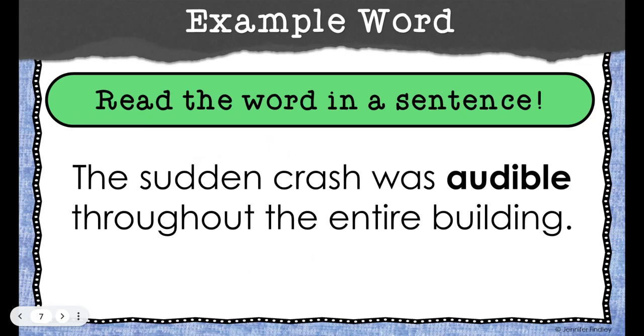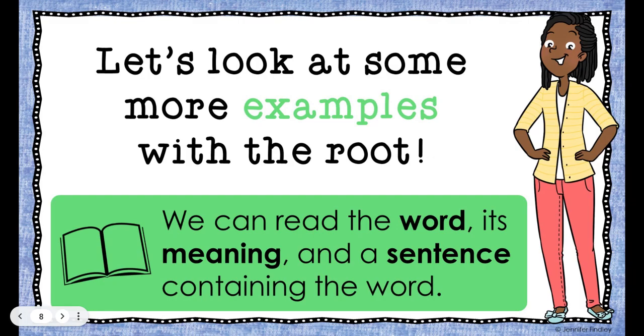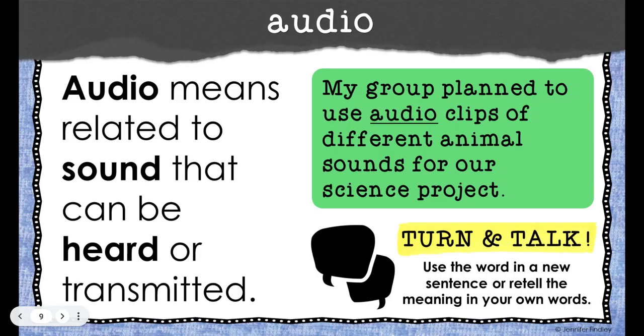So here's a sentence that uses the word audible. The sudden crash was audible throughout the entire building. That means we could hear the crash throughout the entire building. Now let's look at some more examples with the root aud. We can read the word, its meaning, and a sentence that contains the word.